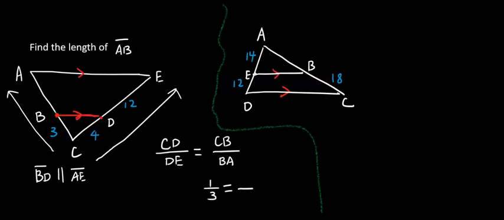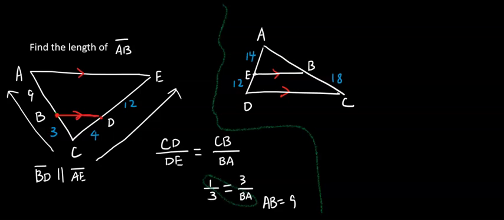Alright, CB to BA. CB is 3. BA is the distance we're looking for. Now we can use cross multiplication, and immediately find out the distance BA, or AB, is 9. Okay, so now you have it.